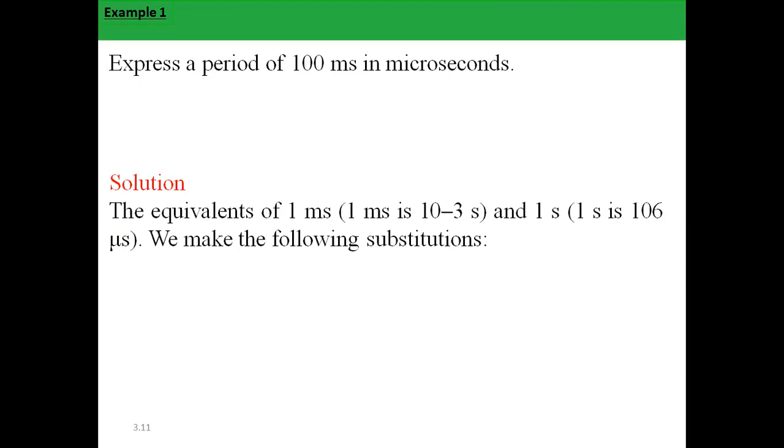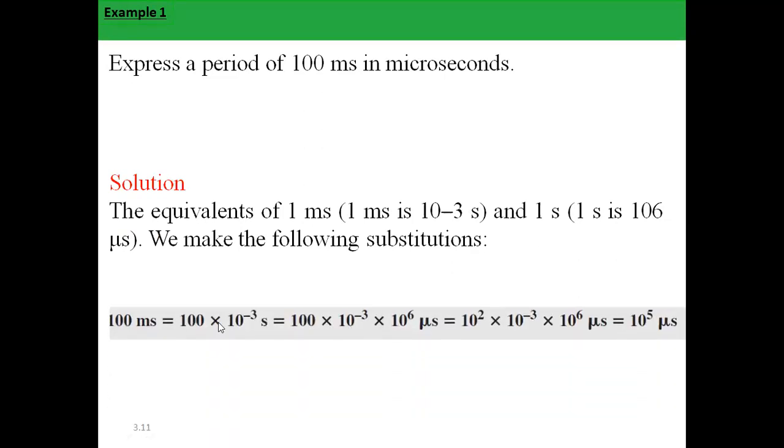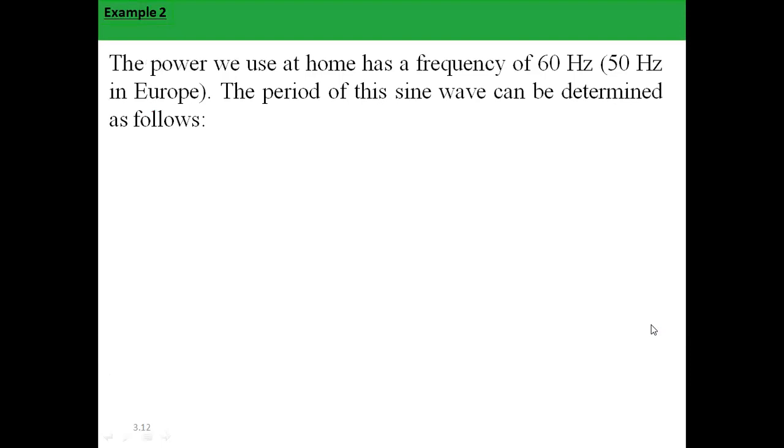So 1 millisecond is converted into 10 to the power minus 3 seconds, and 1 second is not 10 to the 6 microsecond as written, rather it is 10 to the power 6, in superscript. So we can make the following substitution. Here you can see 100 milliseconds gets converted first into 10 to the power 2 into 10 to the power minus 3 seconds, and then to convert this into microseconds, multiply it with 10 to the power 6. So finally here comes the answer, 10 to the power 5 microseconds.